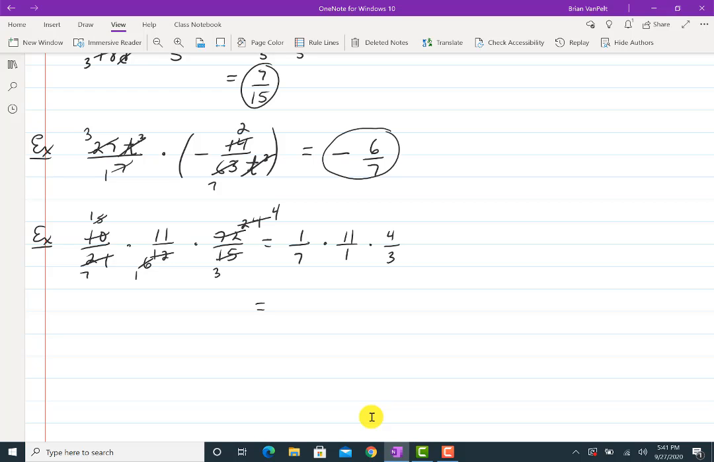And now, finally, I can multiply everything out to get my final answer. Notice that nothing in the numerator cancels with anything in the denominator. 1 times 4 times 11 is 44. 7 times 1 times 3 is 21. So that was a pretty rugged example, but you can see there's a lot of canceling that happened there, and it made the final answer very simple.